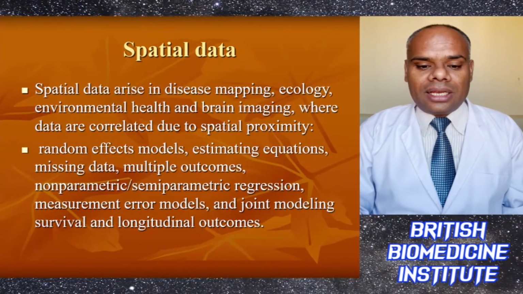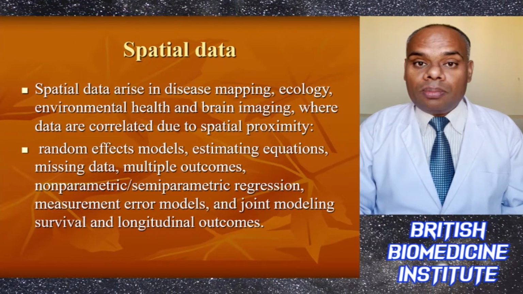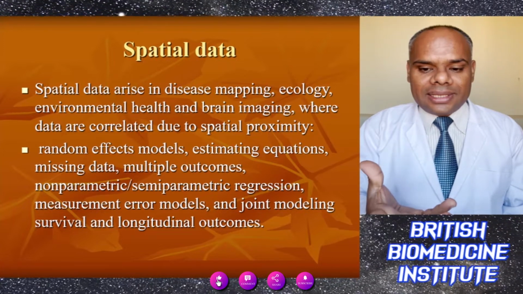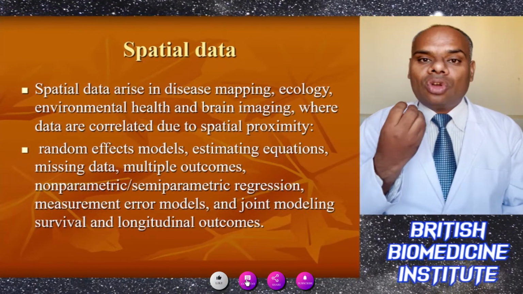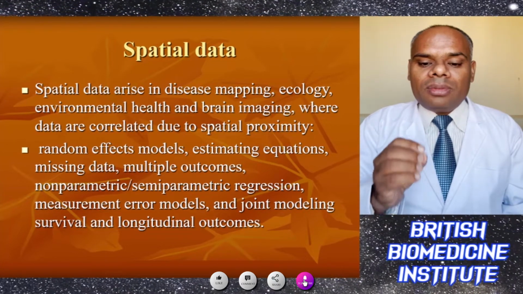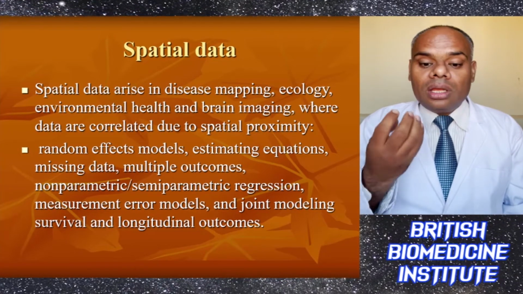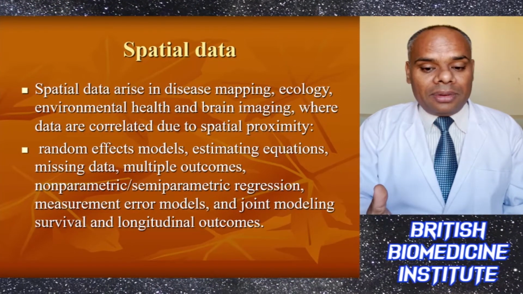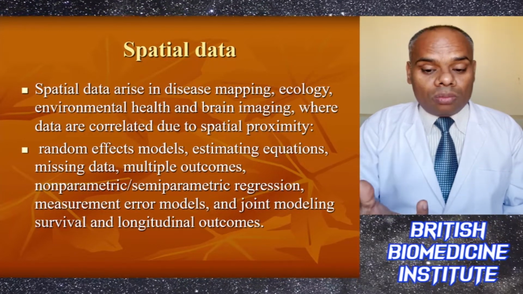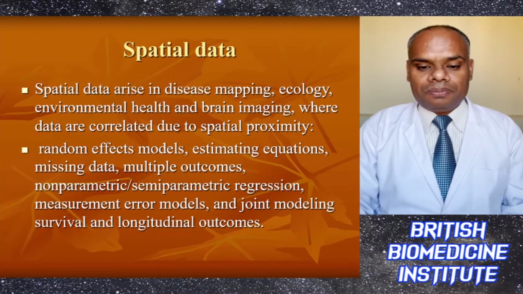Spatial data basically arises in disease mapping, ecology, environmental health or brain imaging, where data is correlated with spatial proximity. There are also random effect models or estimating equations, missing data, multiple outcomes, non-parametric or semi-parametric regression, measurement error models, or joint modeling of survival and longitudinal outcomes.